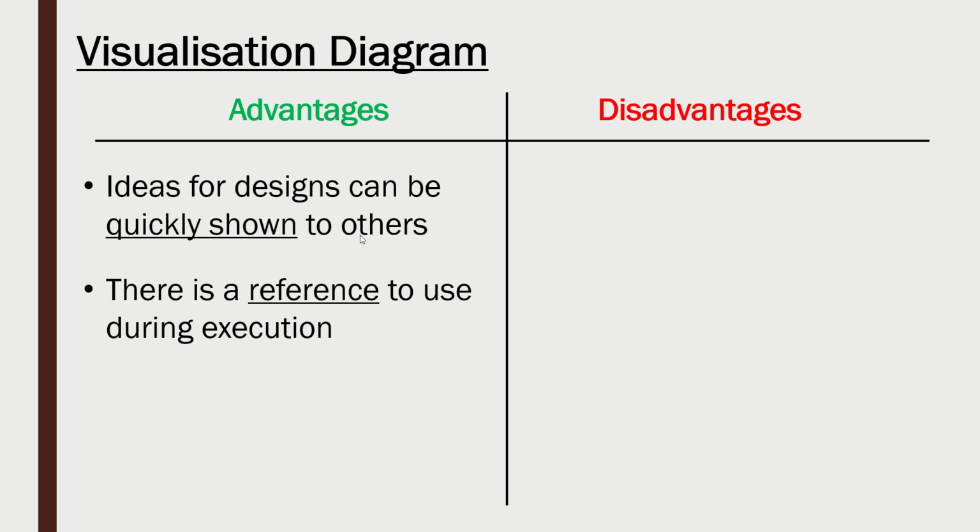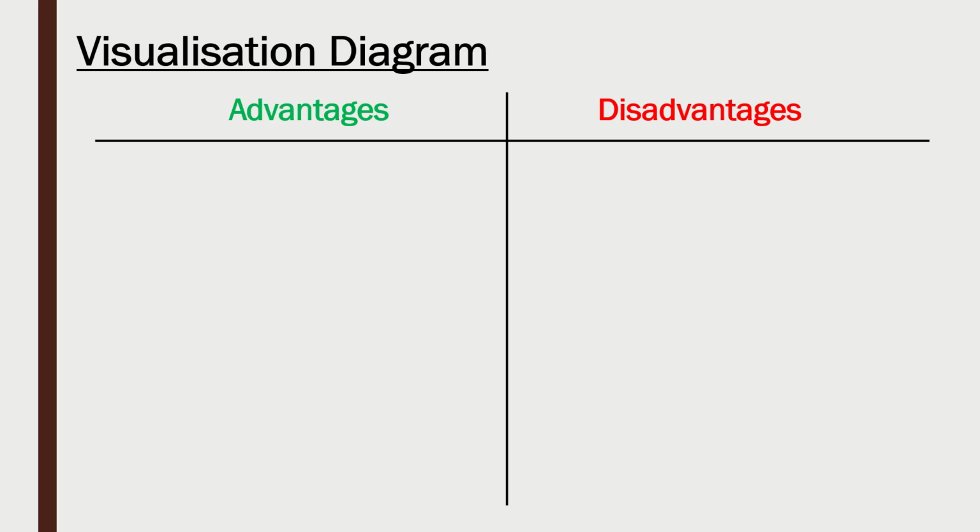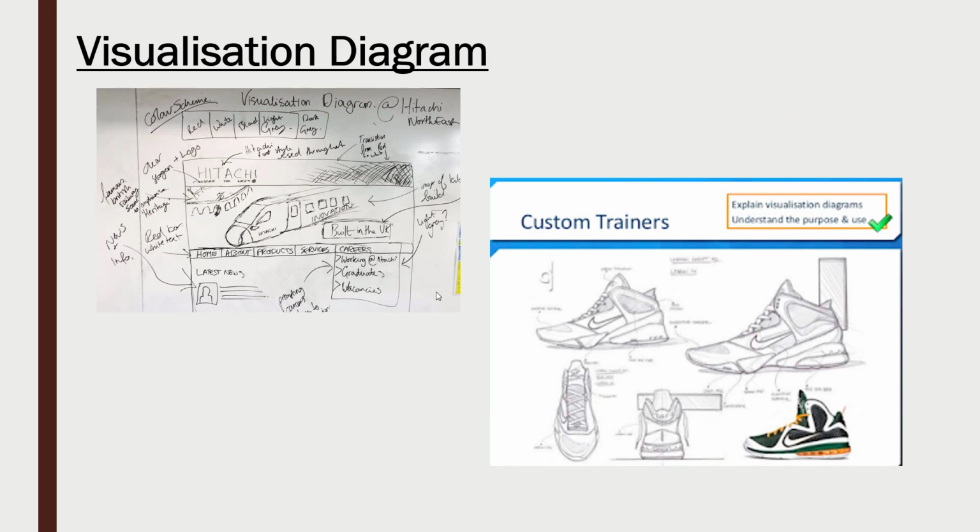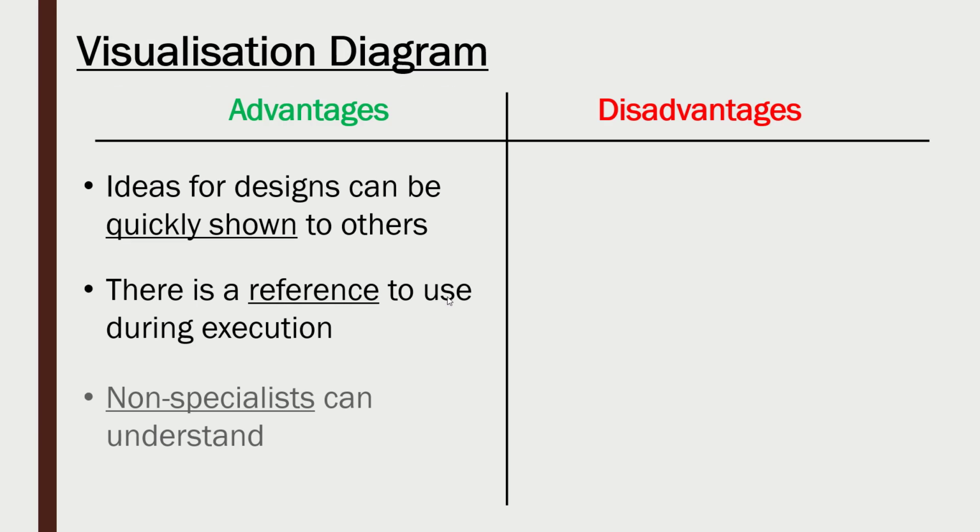Also, when you move into execution, you've got some reference, so you're not going in blind. You've got some idea of what you want your product to look like, even if it is quite a rough sketch. That's really useful. Also, linked to my first point here, it's not exactly a specialist diagram. Compared to other tools we'll look at in future videos, this is not designed for a specialist to understand. Anyone can look at a sketch and hopefully, if it's good enough, can understand what is going on.